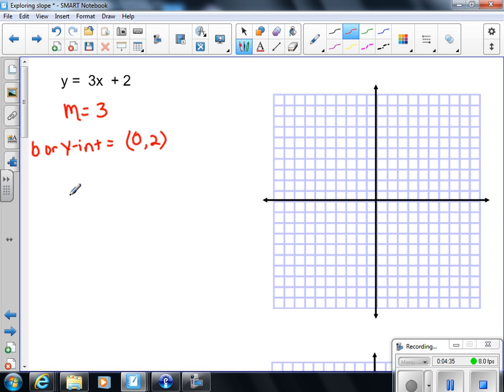Now, when you start to graph, that's your first step. The first step is to graph the y-intercept, or that point. So let's do that. We start with the b, or the y-intercept. We're going to graph 0, 2. You have to start with it first. Then the second step is to plot a second point, because it always takes at least 2 points, using the slope to help you get there.